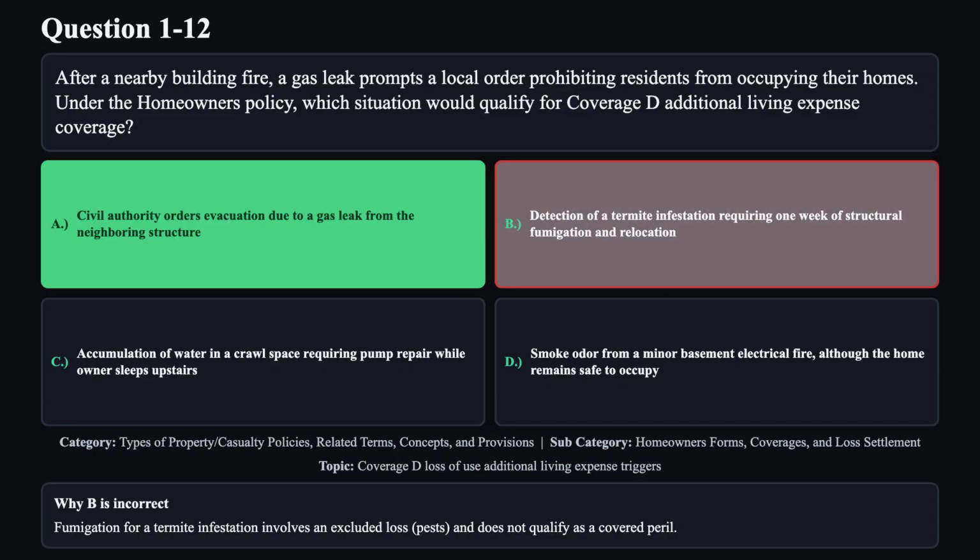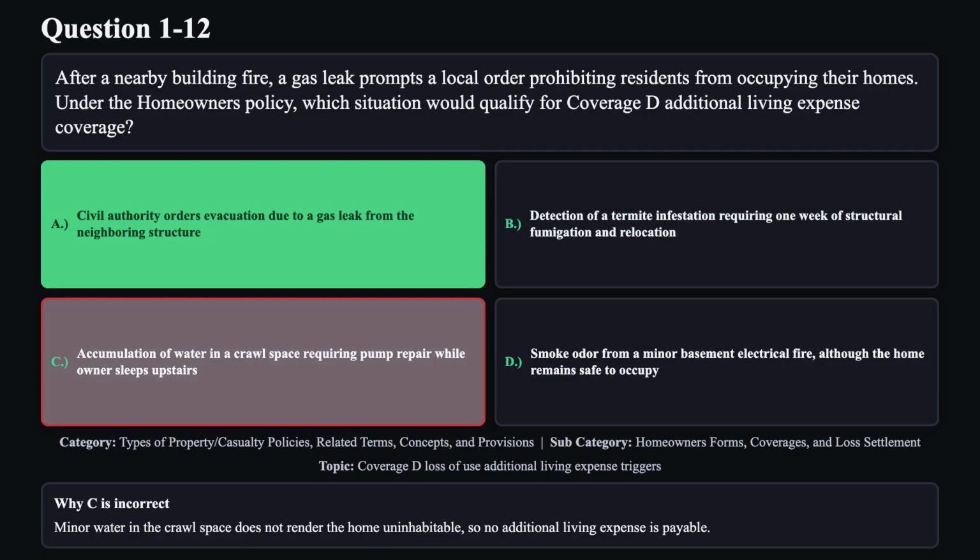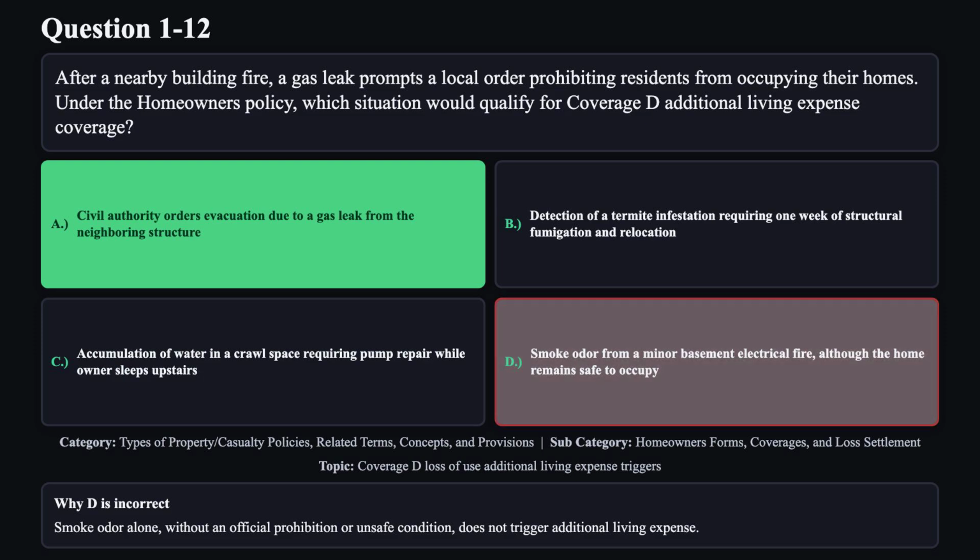Fumigation for a termite infestation involves an excluded loss, and does not qualify as a covered peril. Reason C is not correct. Minor water in the crawl space does not render the home uninhabitable, so no additional living expense is payable. Reason D is not correct. Smoke odor alone without an official prohibition or unsafe condition does not trigger additional living expense.